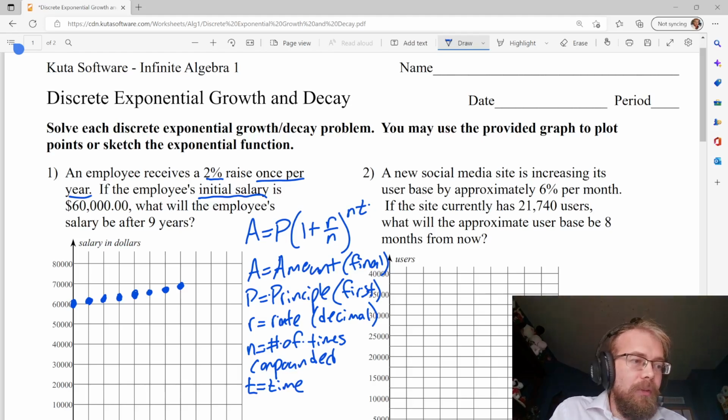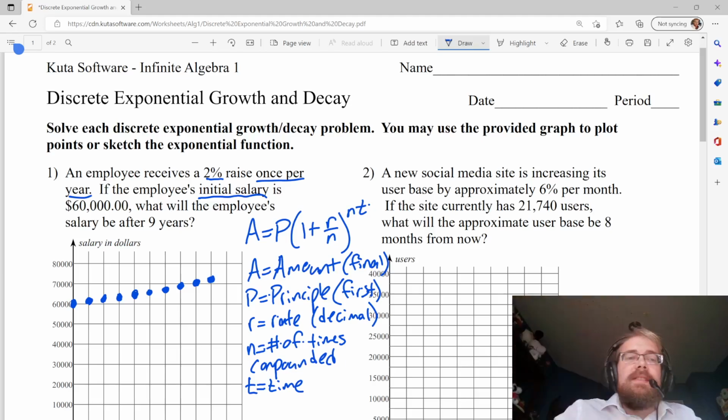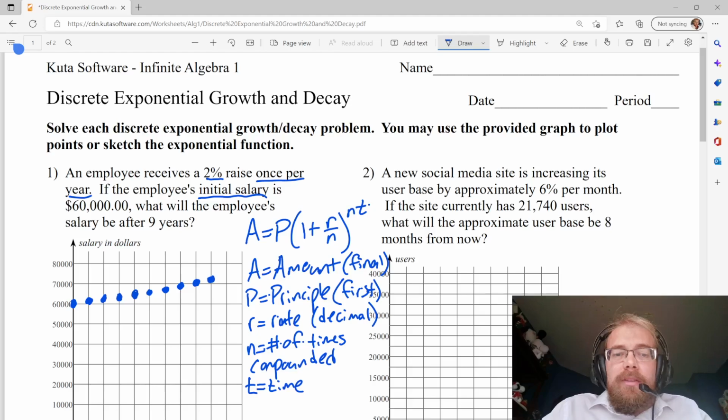Times 1.02. We broke into the 70,000 range. Okay, just over 70,000. Times 1.02, 71.7. So about 72. It is starting to go up by a little bit more each time. Now, if we kept going, eventually it would start to skyrocket, because this is exponential growth. And so that's cool. That's good.